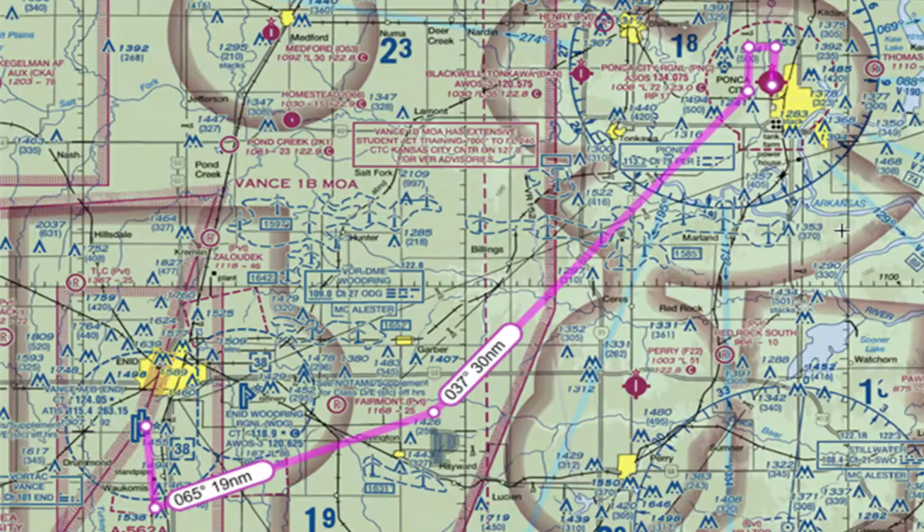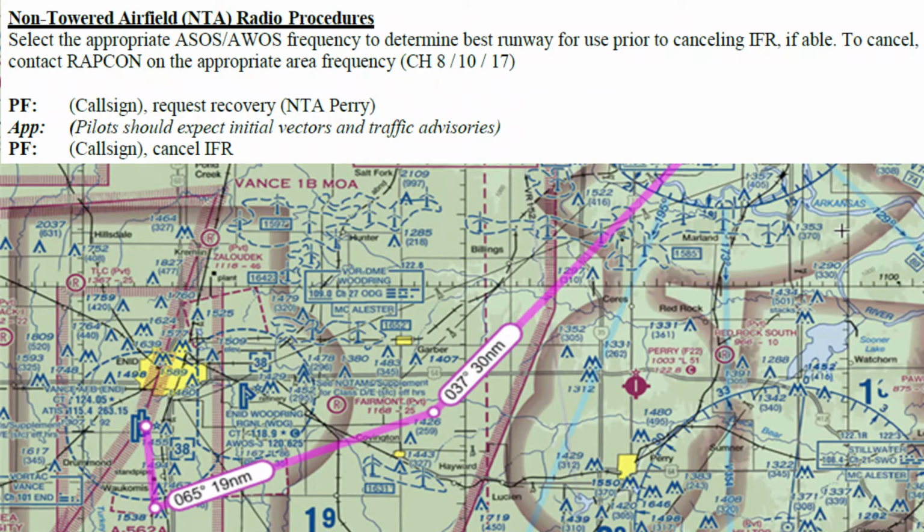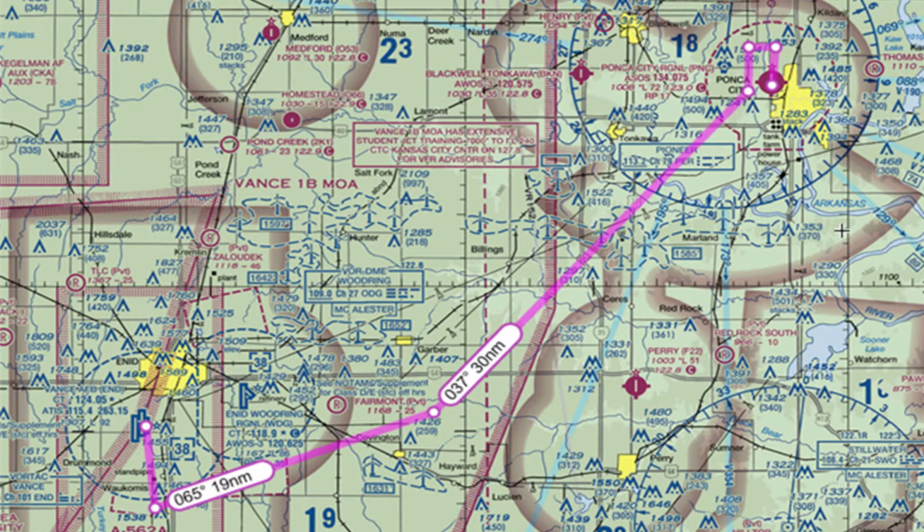If weather permits, once clear of Woodring's Class D airspace, cancel IFR by saying, "Texan 13, cancel IFR, NTA Ponca City." ATC will likely respond with, "Cancellation of IFR received, squawk and maintain VFR, frequency change approved." ATC may request you remain on your current squawk and frequency for traffic advisories if you're still somewhat close to Vance and there's traffic along your route.